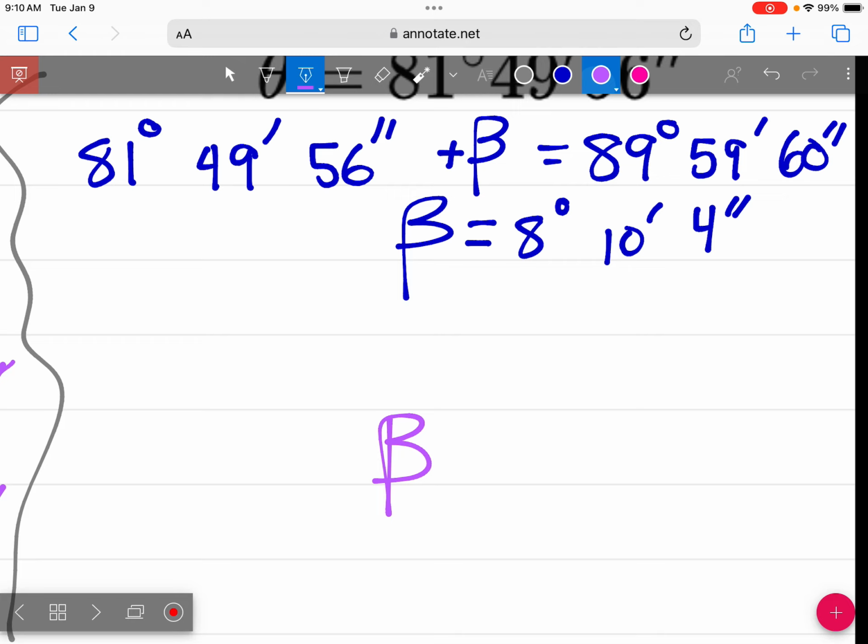All right, our supplementary, it's 90 degrees more than that. You can calculate it by itself, or you can realize, hey, if I just take my complementary and add 90, we are right exactly there, just like Henry pointed out for us. So we're at 98 degrees, 10 minutes, and 4 seconds.